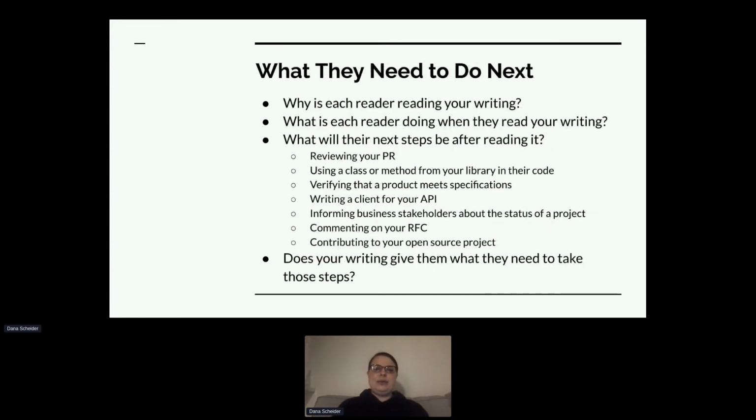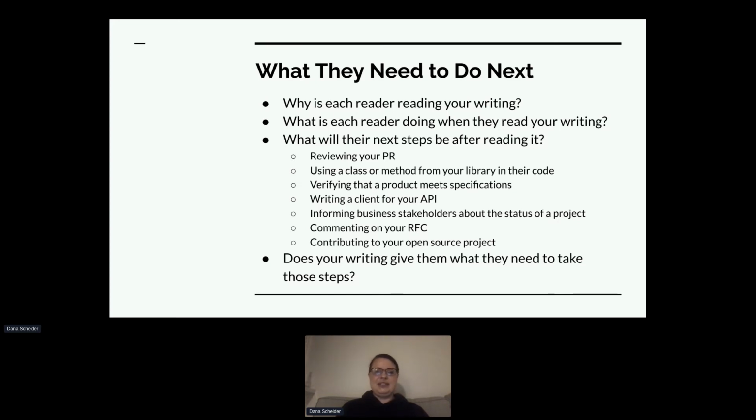And then the final component is what that person needs to do next, and setting them up to do the thing they need to do next. Every reader has a reason why they're reading your writing. Every reader has some kind of next steps that they're going to be taking after reading it, whether that's reviewing your PR, using a class or method from your library in their code, verifying that a product meets specifications, writing a client for your API, all kinds of different things.